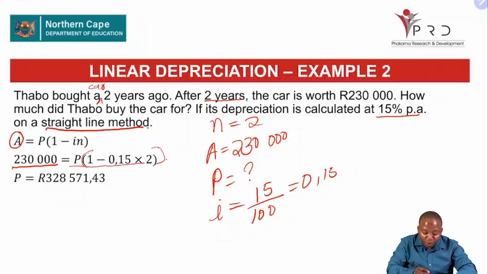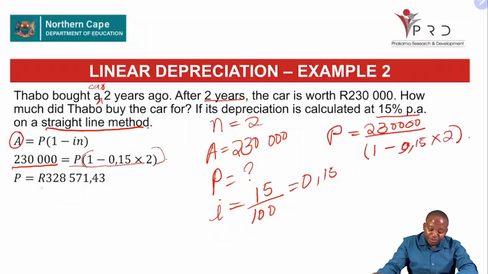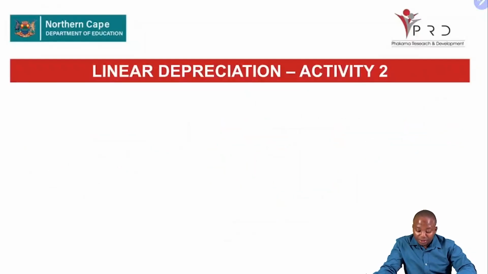We divide the 230,000 by everything in the bracket to get the value of P. What I mean is our P equals 230,000 divided by everything in the bracket, which is 1 minus 0.15 multiplied by 2. Then we get our present value as 328,571.43. Now, that's our present value. That is to say, 2 years ago, Thabo bought the car for 328,571.43.